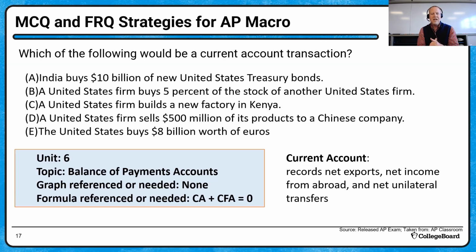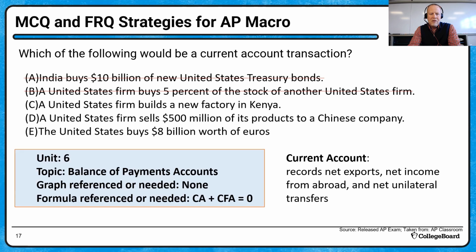Option A, India buys $10 billion of new United States Treasury bonds. No, that's a capital and financial account transaction. They're purchasing financial assets. That doesn't go on the current account. Get rid of it. B, United States firm buys 5% of stock of another United States firm. Well, for 2 reasons, it's not going to count. Get rid of that one. For one, it's a financial asset. 2, it's not even international, so it doesn't count.